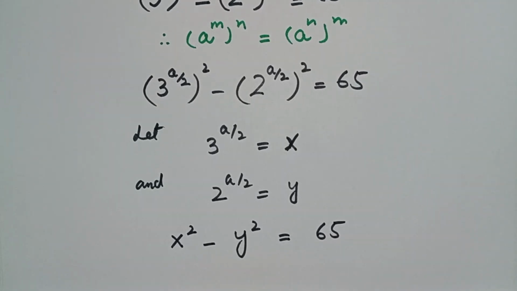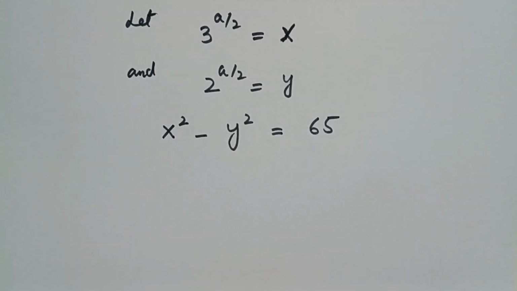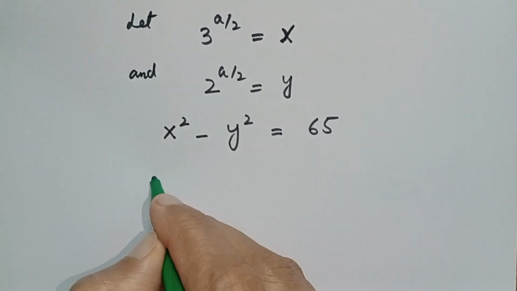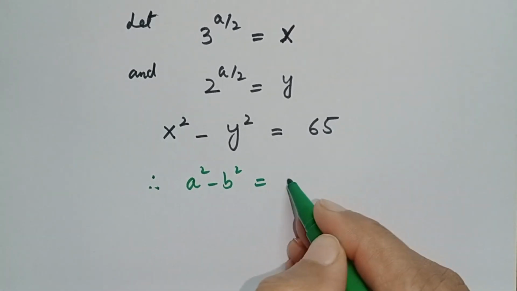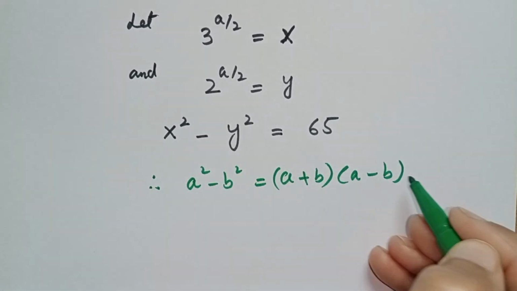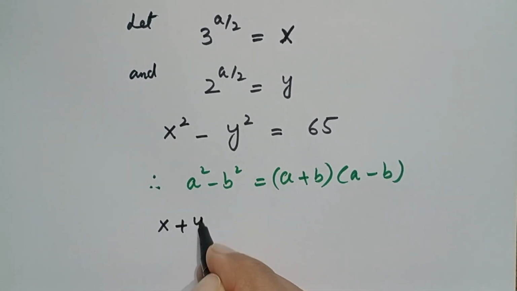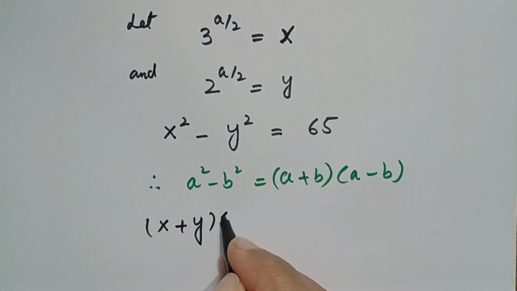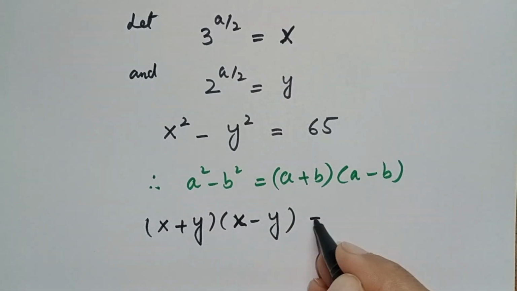So here we will use a very well-known formula which is very commonly used. That is, if a square minus b square is given, it can be written as a plus b times a minus b. So I'm going to use this formula here in the above equation, x square minus y square. So x plus y times x minus y is equal to 65.